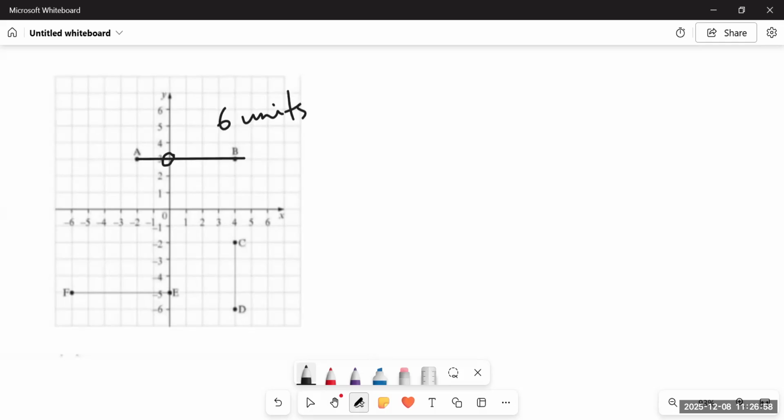Similarly, if we talk about C and D, it's a vertical line. So to find out the distance between these 2 points, we'll start from the top and go to the bottom. 1, 2, 3, 4. So it's 4 units. And here, from F to E, it's 1, 2, 3, 4, 5, and 6. So again, it's 6 units. That's it. To find out the distance between any 2 points, you simply have to find the difference between the two x coordinates if it's a horizontal line, and between the two y coordinates if it's a vertical line. That's all.